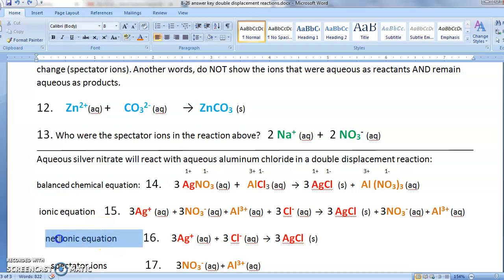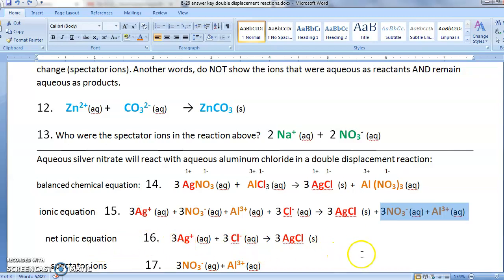The next thing they want us to do is write the net ionic equation. The net ionic equation, net means show only the ones that changed. In other words, if it is the same on the reactant side as it is on the product side, we don't show it. It hasn't changed. If we look on this side, we have 3 NO3 minuses floating around, and we have an Al3 plus floating around. Same thing is on that side. 3 NO3 minuses floating around, Al3 plus floating around. We're not going to show that in the net ionic.